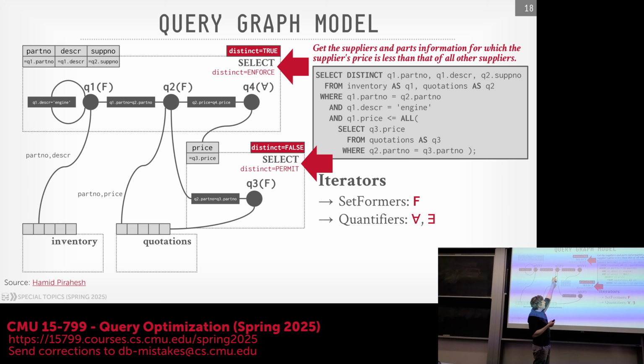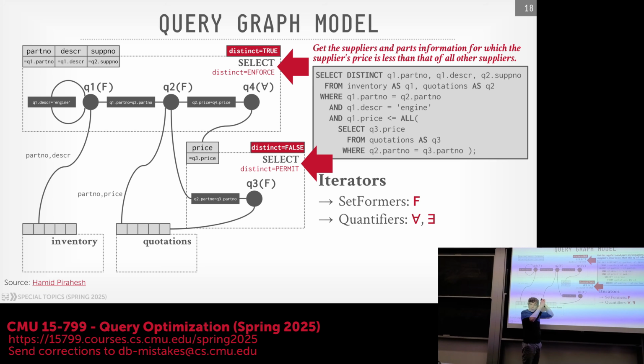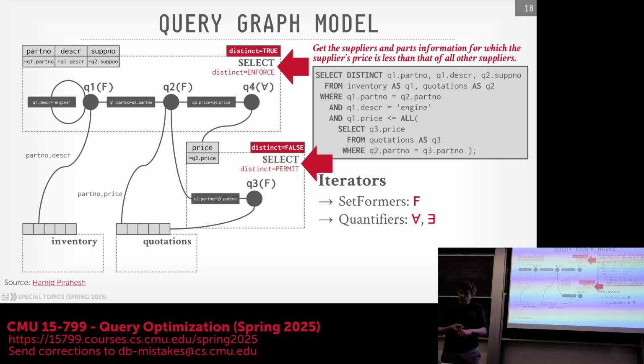Whereas up above, now we have distinct equals enforce. So that's saying that there will be something we're going to do to guarantee that whatever comes out of this box, no matter what is being fed into it, for the attributes that are in our head as our output, those will be distinct. Is that clear?